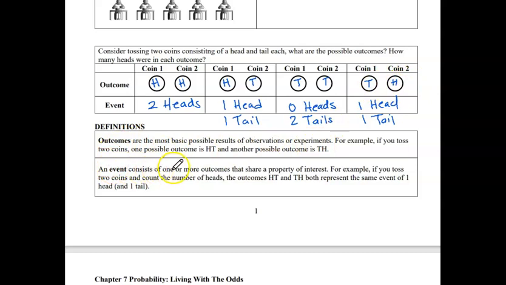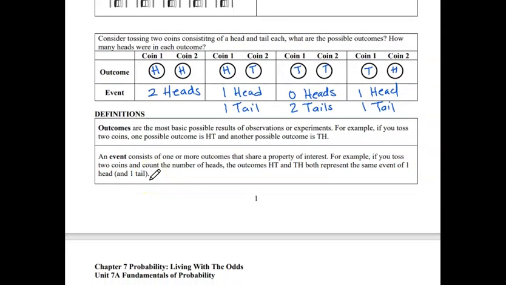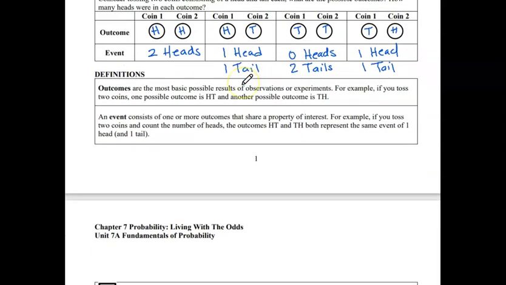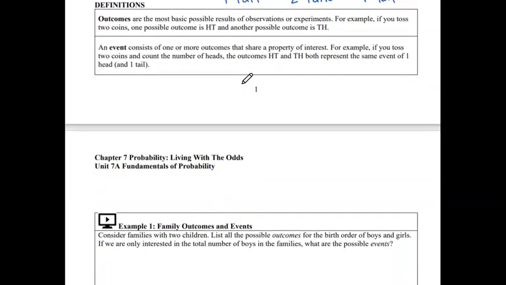So an event consists of one or more outcomes that share a property of interest. For example, if you toss 2 coins and count the number of heads, the outcomes heads, tails and tails, heads both represent the same event of 1 head and 1 tail. Okay, so what they're saying is that this is 1 head and 1 tail, and this is also 1 head and 1 tail, well, those are the same outcomes. They're just flipped among the coins.